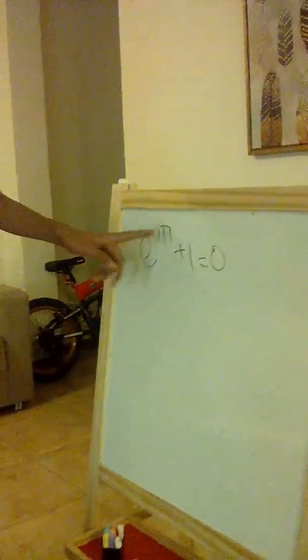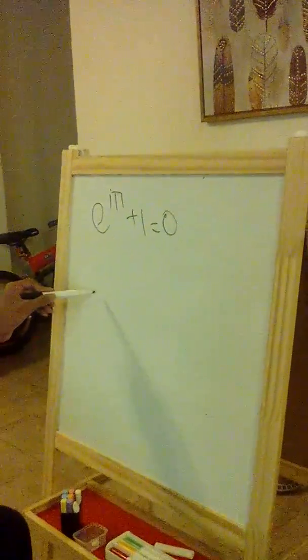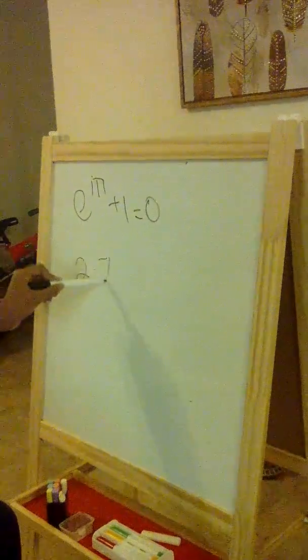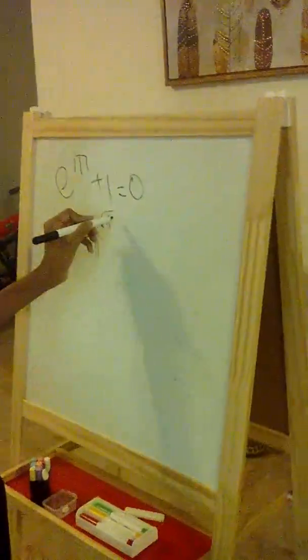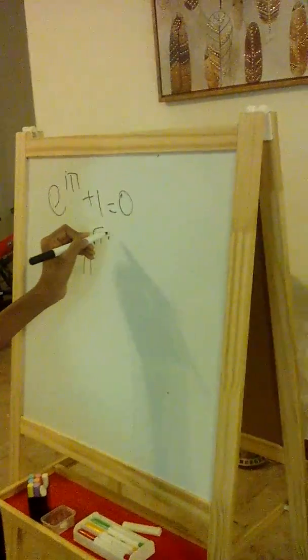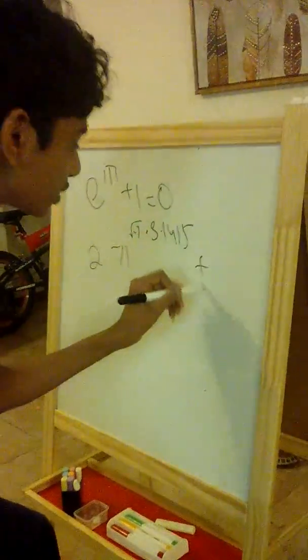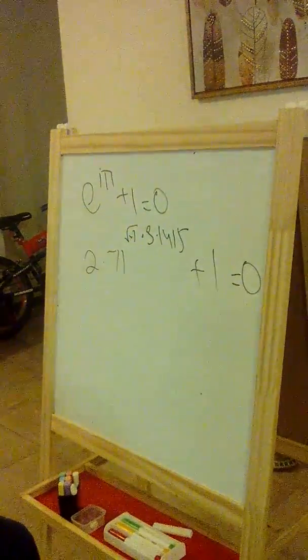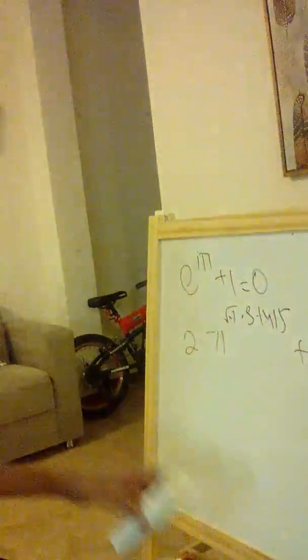So when we say e to the i pi plus 1 equals 0, we could say that e, that's 2.71, to the power of i times 3.1415, plus 1 equals 0. Even though every person knows this, they don't know how it works.